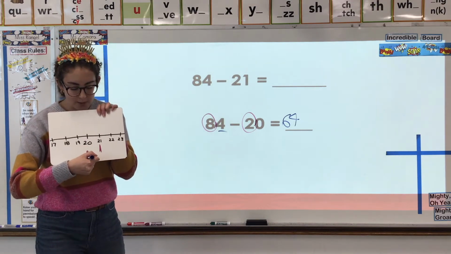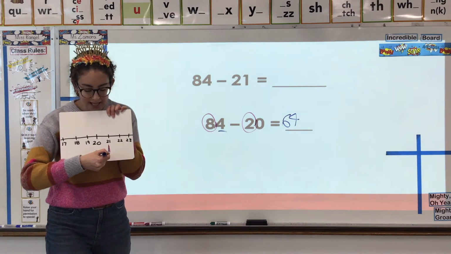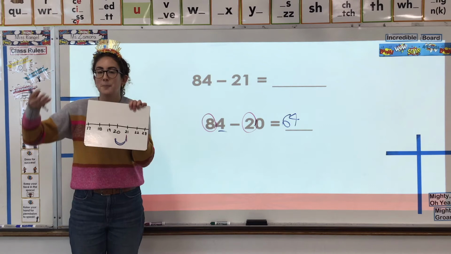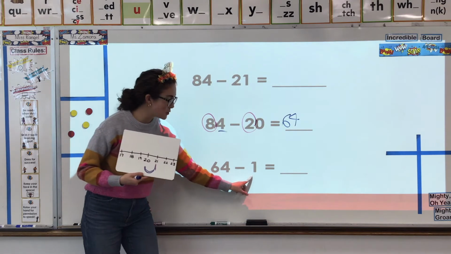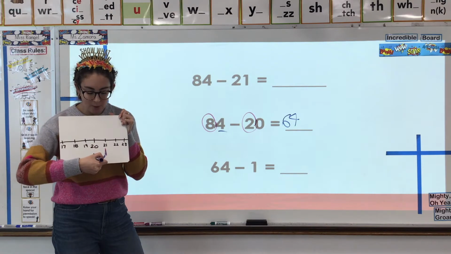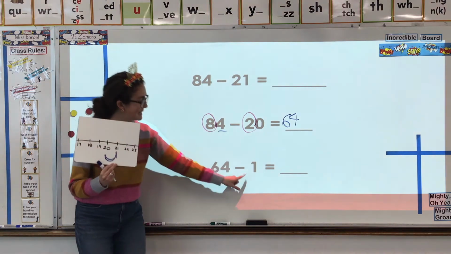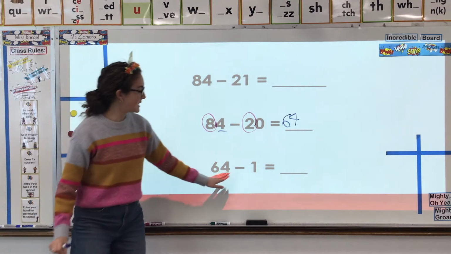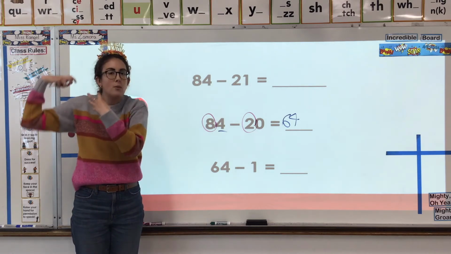What are we going to have to do, Super Scholars? We only took away 20, but we need to take away 21. So we have to keep subtracting. We need to subtract another 1. We subtracted 20, but we have to keep going down our number line and subtract 21. So we need to take another 1 away. So what would our answer be? 64 minus 1 is 63.